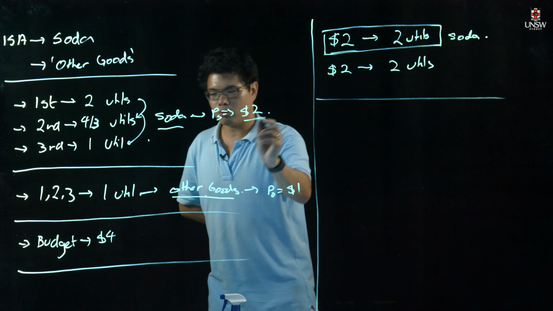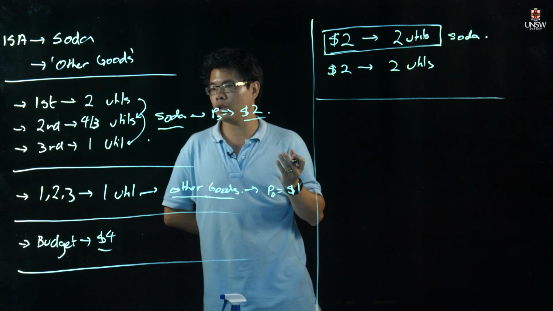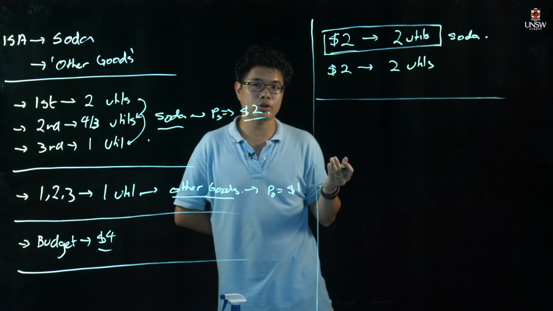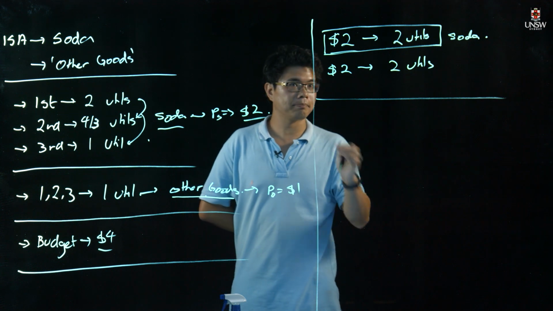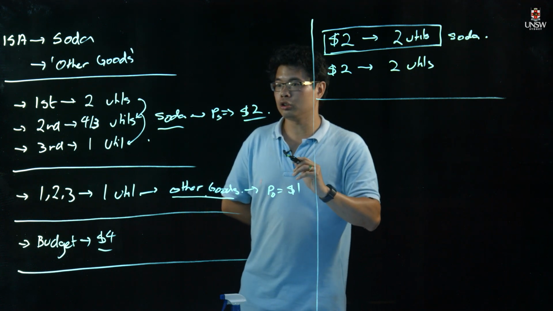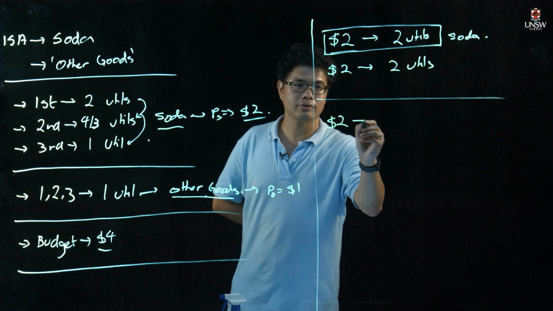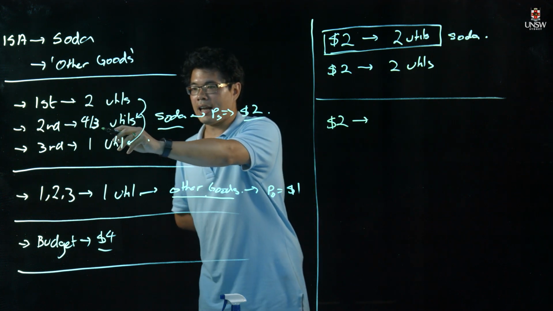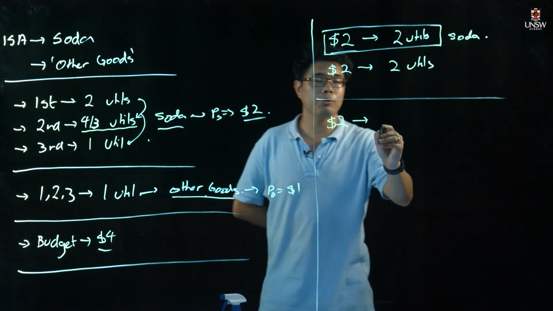Now, I've spent $2 and I have $4. The next thing I need to consider is, do I really want to consume the second unit of soda, or do I want to consume other goods? Let's think about it. If I were to consume the second unit of soda, it's going to cost me $2. And from that, how much satisfaction will I get? I get 4/3.